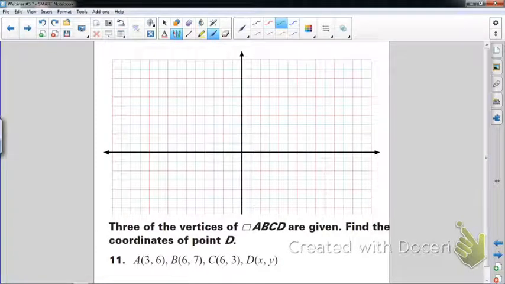Okay, so this one here is pretty challenging, okay? And the reason why I say it's challenging is because I imply here that it is a parallelogram, okay? And with a parallelogram, there are a lot of properties that you need to look at.